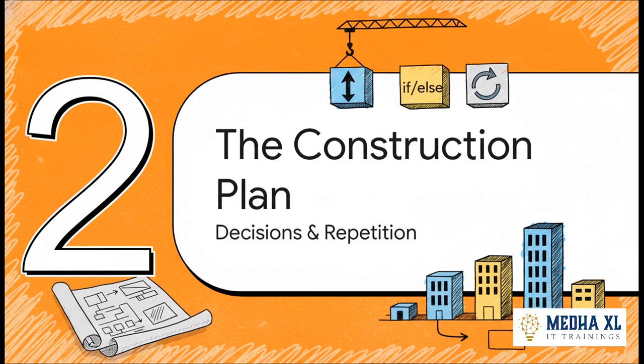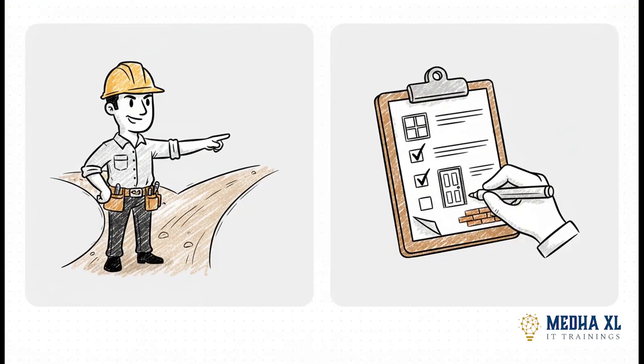With our materials all sorted out, we now need a plan of action. In programming, we call this control flow, and it's basically just the set of instructions that tells our program what to do, what decisions to make, and how to react as it's running. Now, a huge part of any plan is making decisions on the fly. Java gives us a couple of great tools for this.